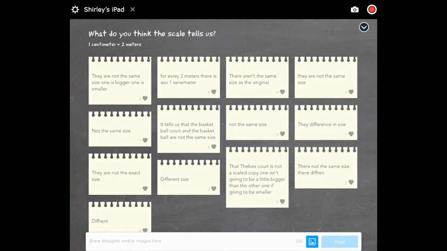So again, I'm phrasing a different question. How does that scale help us figure out the size of the basketball court? Type in a new answer. Because I do agree, we're all saying that the scale drawing and the actual court are not the same size, but then how does that help us?